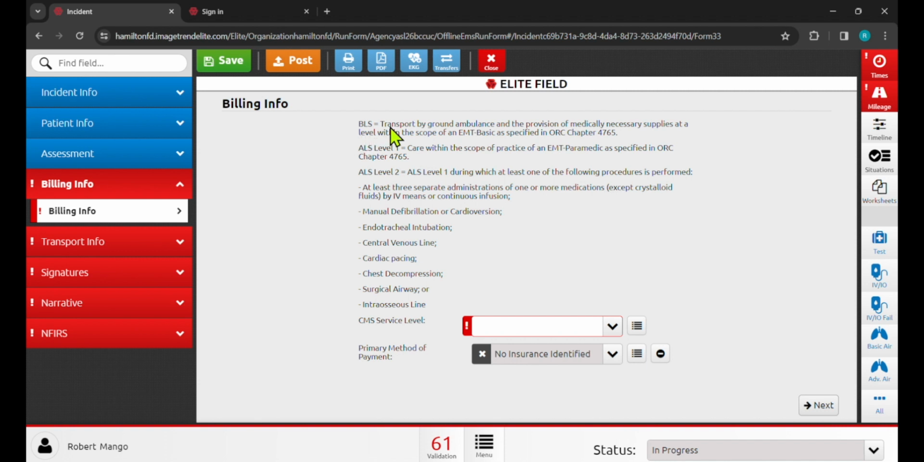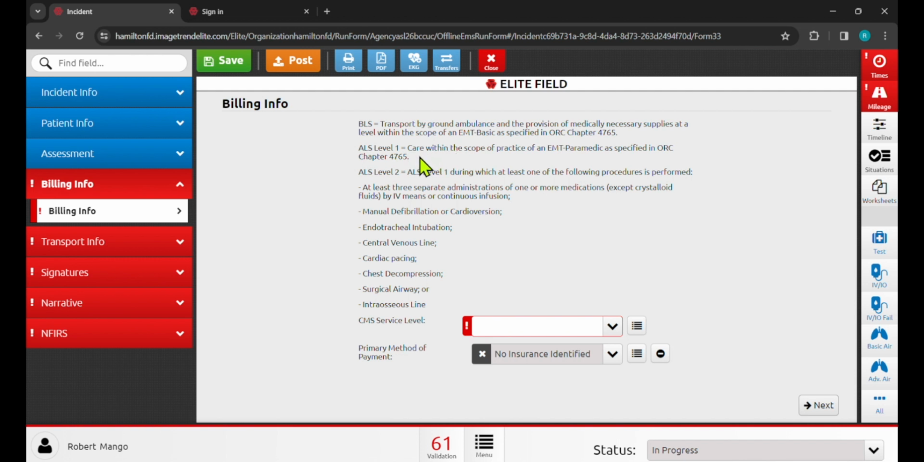BLS is, think of it this way, a BLS run is one where you could have handled this whole run with 2 EMT basics. So very basic life support things, splinting, oxygen. You didn't do anything that required a higher level of care than an EMT basic. That is a BLS run.